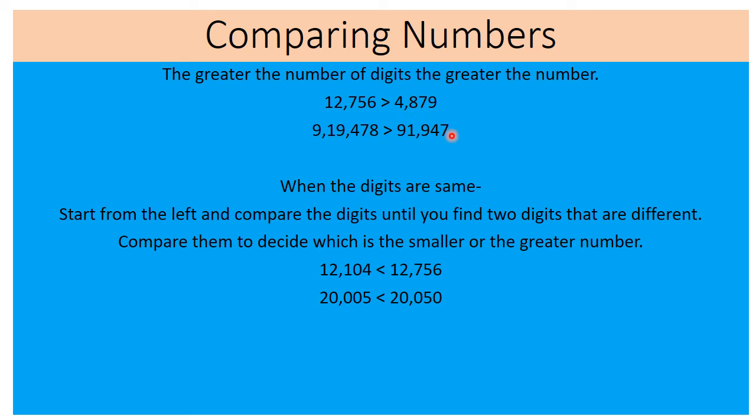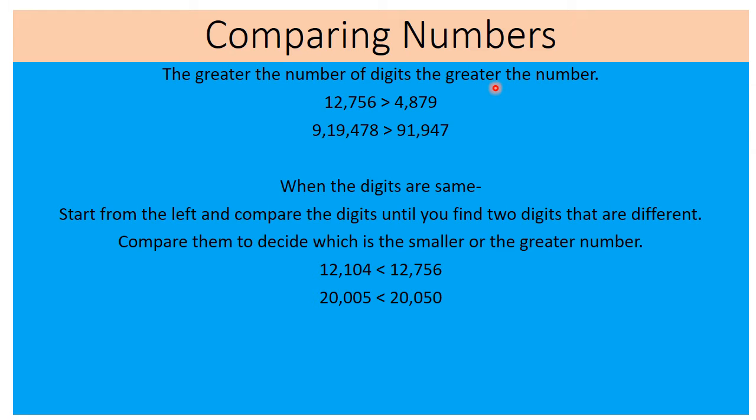Now in another case, I have taken a 6-digit number and a 5-digit number. The 6-digit number is 9,19,478 and the 5-digit number is 91,947. When we compare both these numbers, we can see that a 6-digit number will be greater than a 5-digit number. So I hope with this rule, which says that the greater the number of digits, the greater the number is, you will be able to compare numbers very easily.